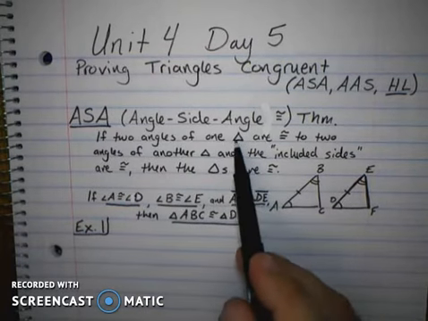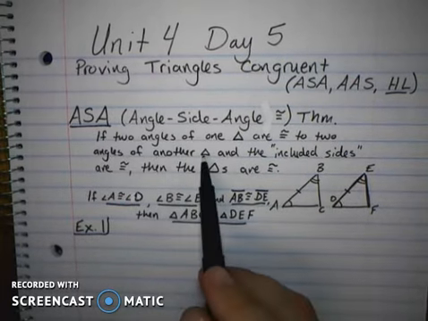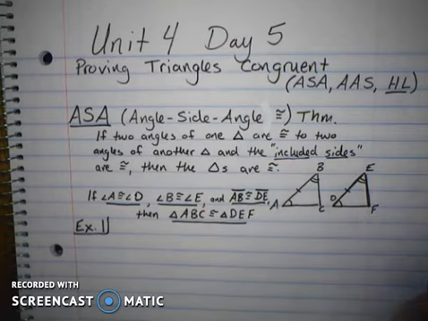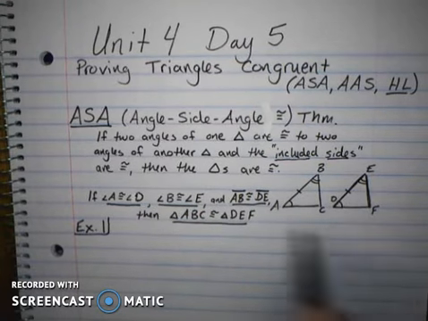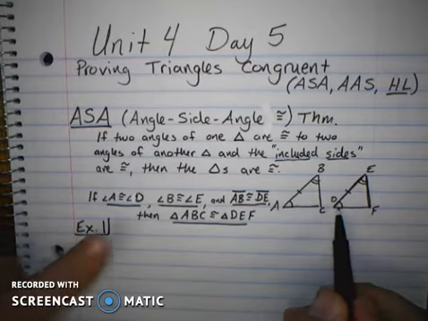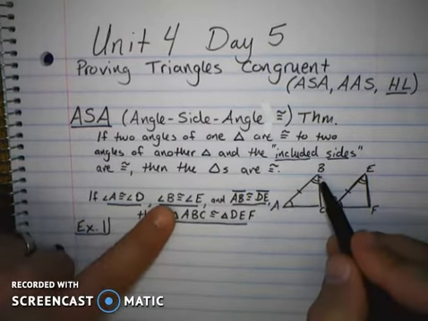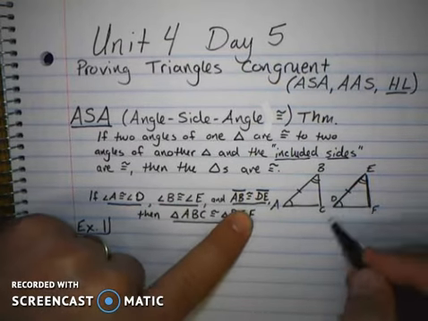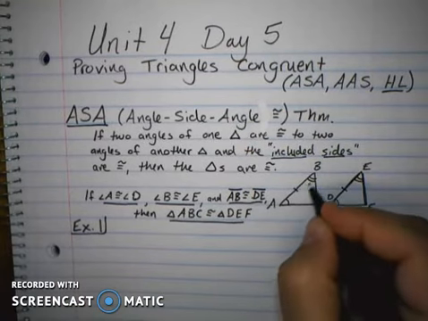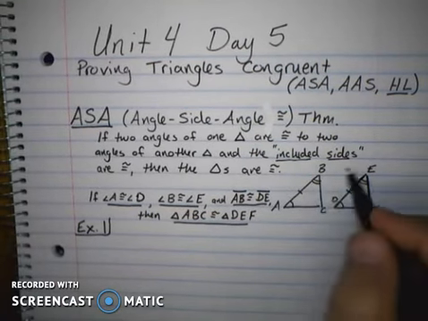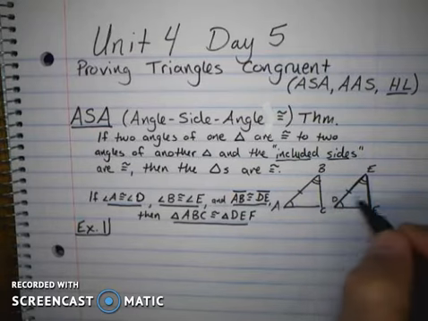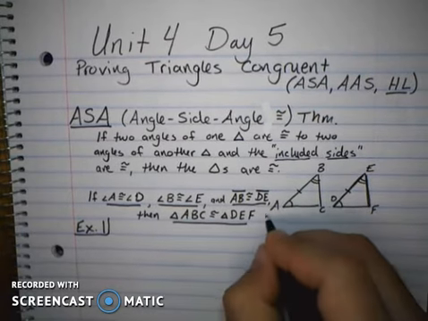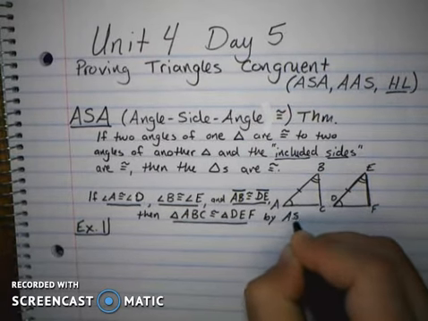If two angles of one triangle are congruent to two angles of another triangle, and the included sides are congruent, then the triangles are congruent. So in this example, if angle A is congruent to angle D, and angle B is congruent to angle E, and AB is congruent to DE, those are called the included sides. It's the sides shared between the two angles. So we had included angles last lesson. Well, now we have included sides. So if those three things are congruent to these three things, then the triangles are congruent by angle-side-angle.